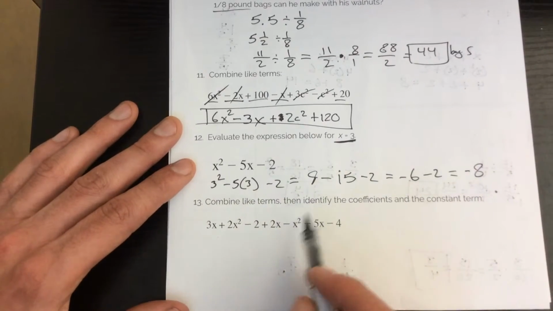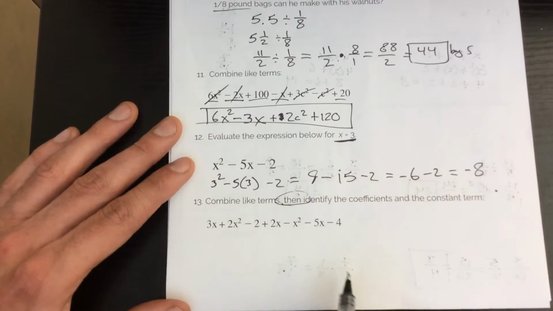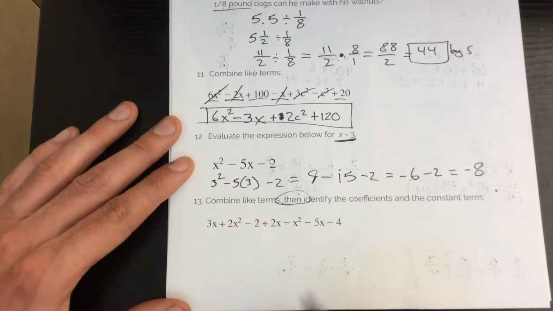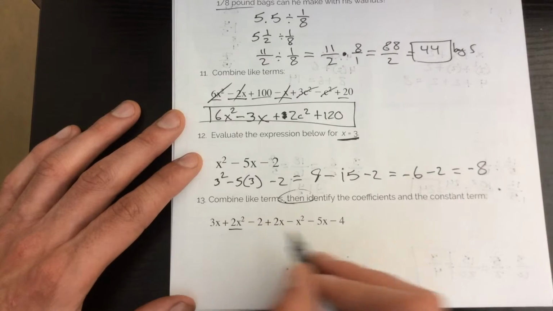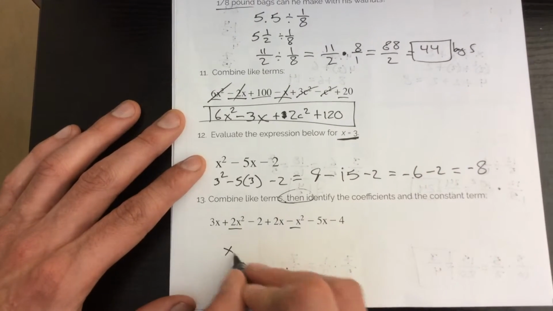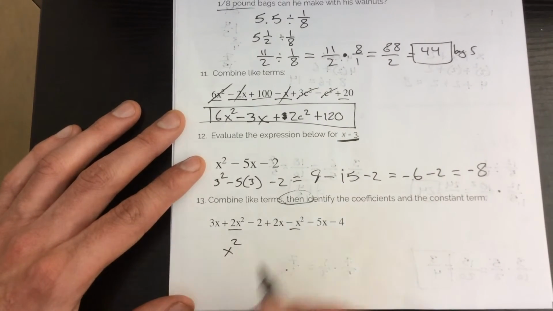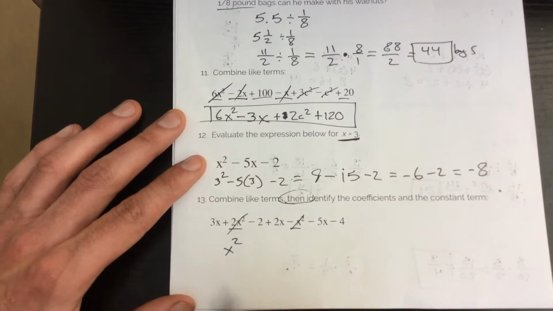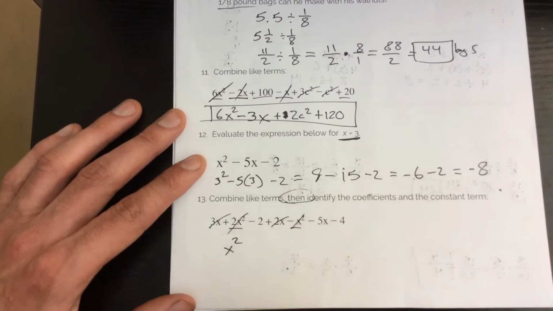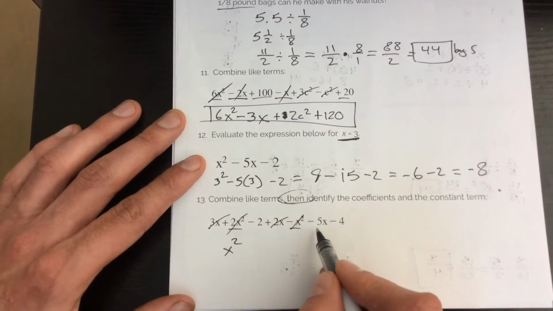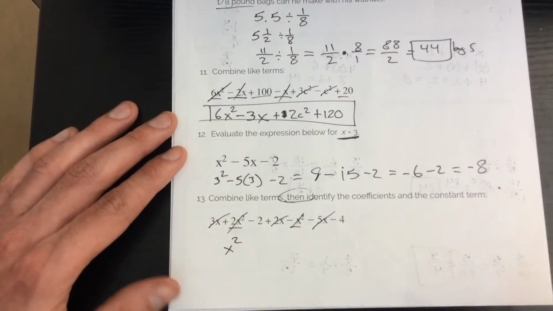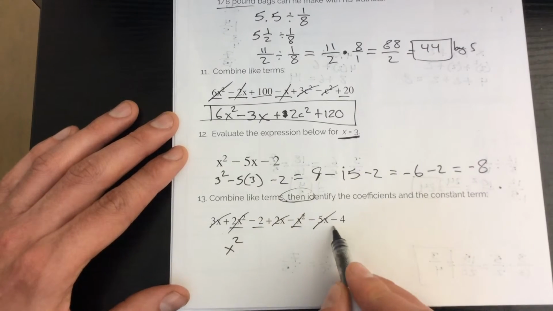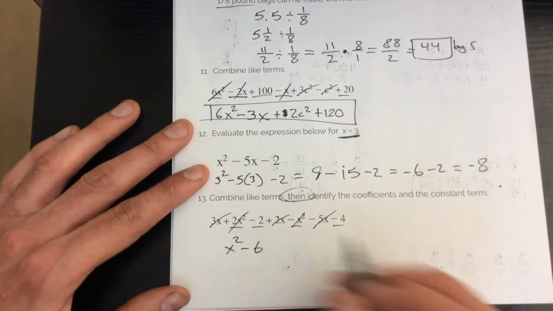Combine like terms, then identify the coefficients and constant terms. A whole bunch of you identified them in the beginning. So, again, let's do x squareds first. So 2x squared and minus x squared leaves me with 1 positive x squared. Get rid of them. 3x and 2x makes 5x, but then I'm subtracting 5x, so I have 0. There's no x's. You don't have to write anything for that. And then minus 2 and minus 4 is going to be minus 6.